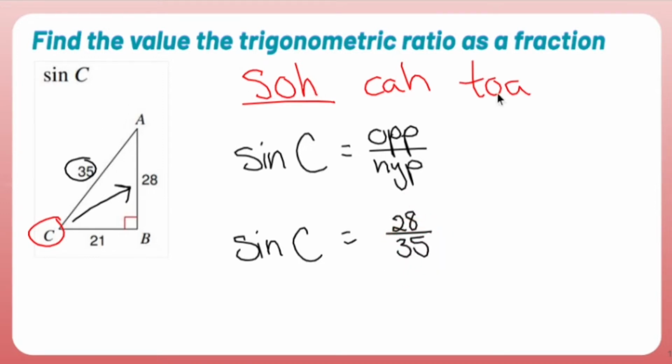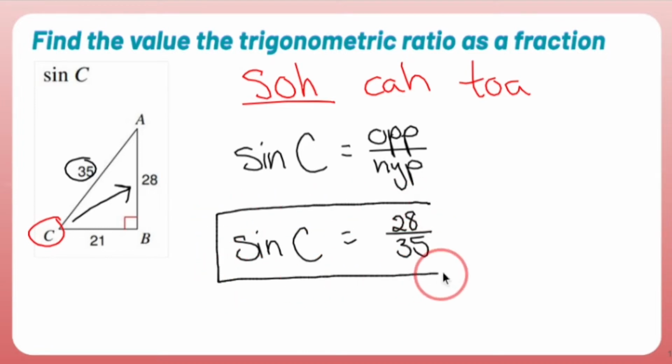And that's it. That's just the trigonometric ratio. I can't do anything with that, can't simplify it. We're going to leave it like that. And it says leave it as a fraction, so we're going to leave it as a fraction. So sine of C in this case represents 28 over 35.